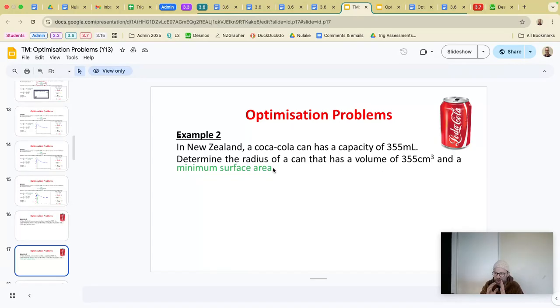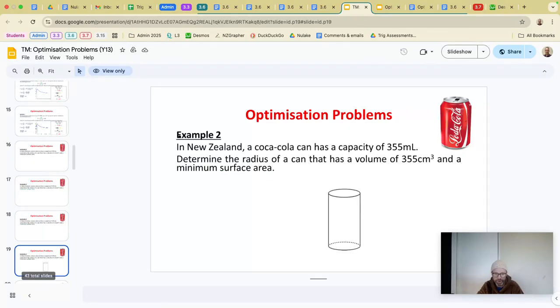Can you design the radius of it such that there is minimum surface, as in the least amount of aluminium? So for the same amount of liquid capacity, can you reduce the amount of tin? And hey, save money. Good concept. That one there is obviously a volume and surface area thing, minimum, okay?